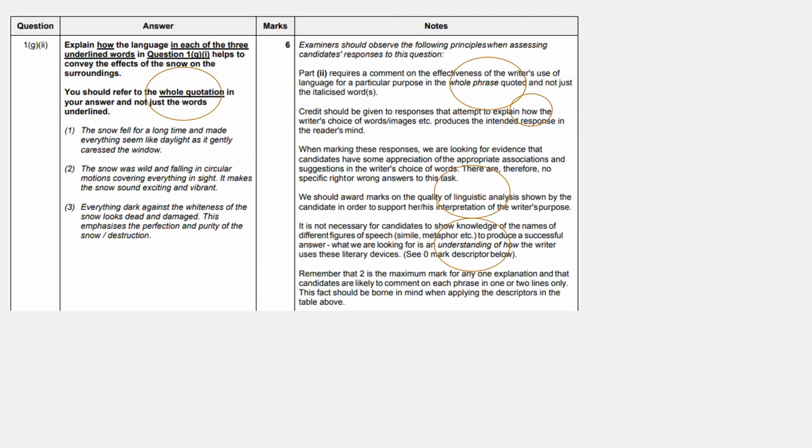Also, again, the whole phrase, use it to your benefit. See these little words that really help you answer the question. So explain how the quality of linguistic answers and showing your understanding is really important to achieve those high marks.